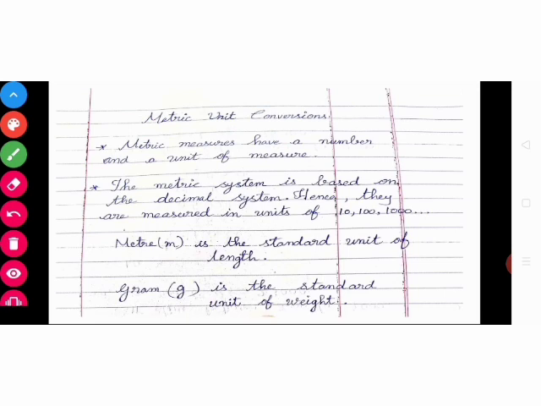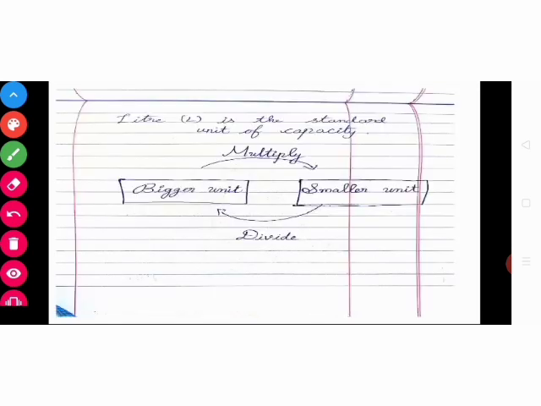Gram is the standard unit of weight. Short form of gram is g. Liter is the standard unit of capacity. The short form of liter is L. At the conversion time, bigger unit into smaller unit, do the multiplication, and then smaller unit into bigger unit, do the division. Okay children.